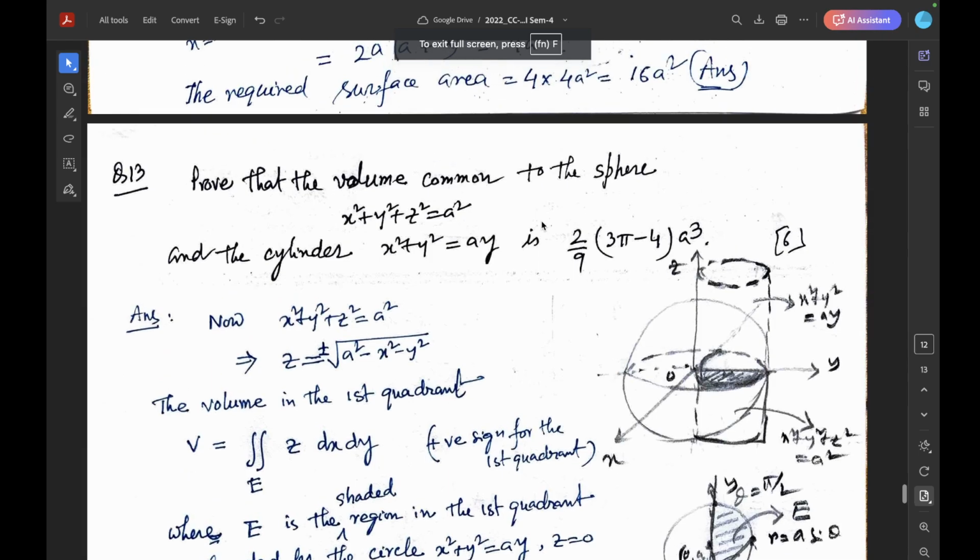This is the sphere, x² + y² + z² = a², center at origin with radius a, and this is the cylinder x² + y² = ay. This portion is the cylinder. So the common volume is the common portion of the sphere and the cylinder, shown in the xy plane.